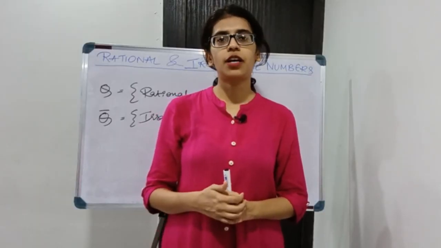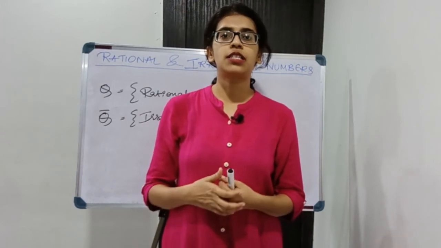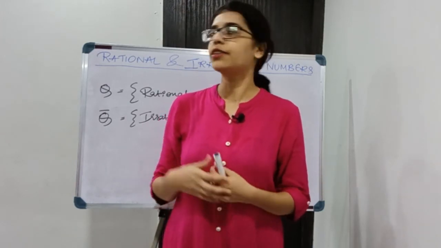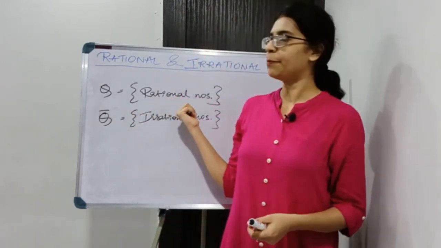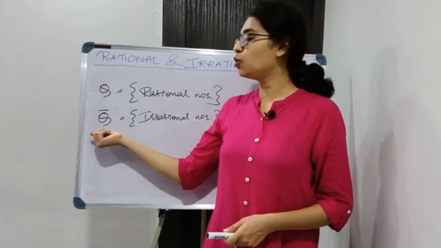Coming to the last part of the introduction of the chapter, the set of rational numbers is denoted by capital letter Q as shown over here, and the set of irrational numbers is denoted by Q prime.